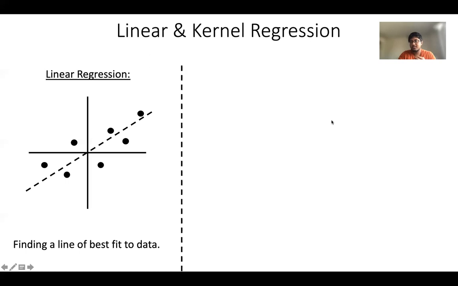And so why is this even useful? If you're thinking about things like image classification, honestly, there probably isn't a line of best fit to that data that works reasonably well. You probably want to have some nonlinear function that fits the data. And so this is where the idea of kernel regression comes in, which is just a very simple extension of linear regression. And the idea is as follows.